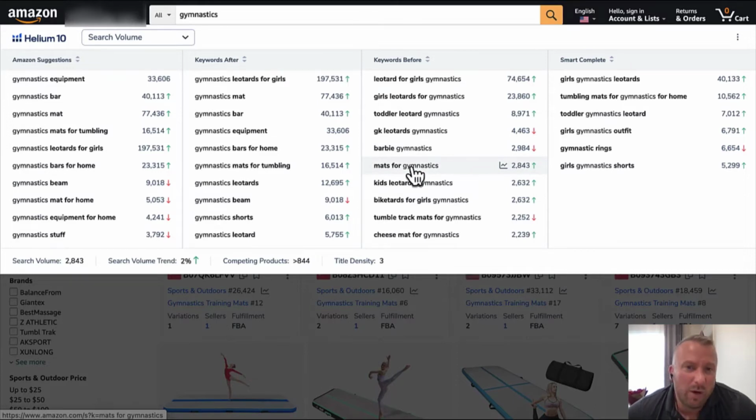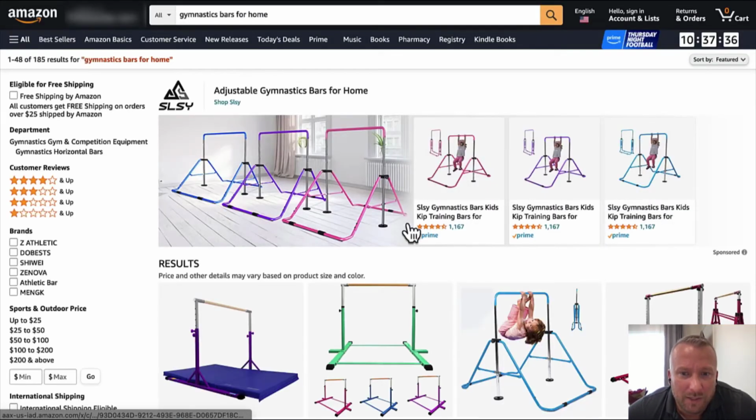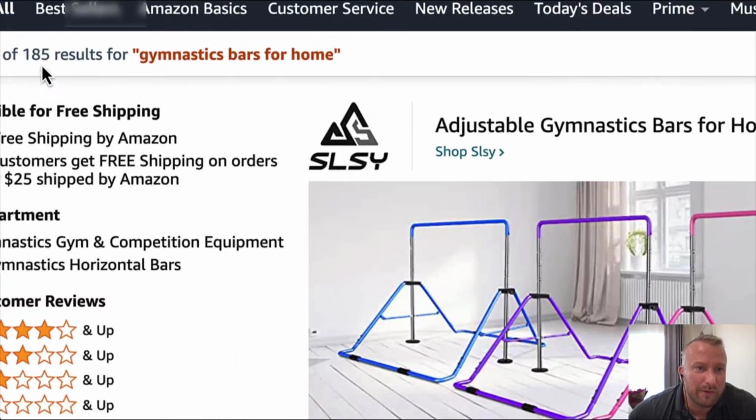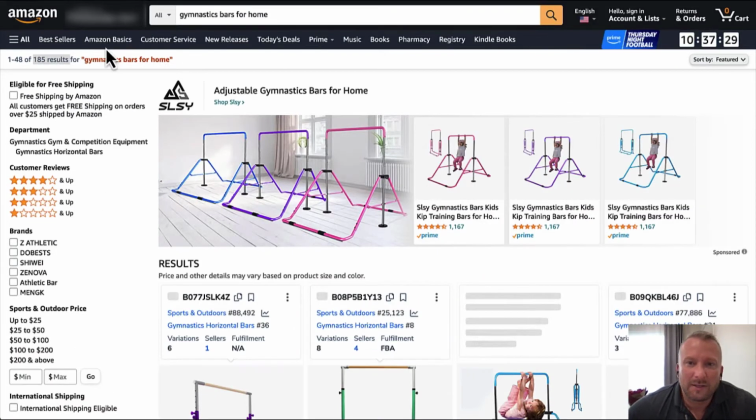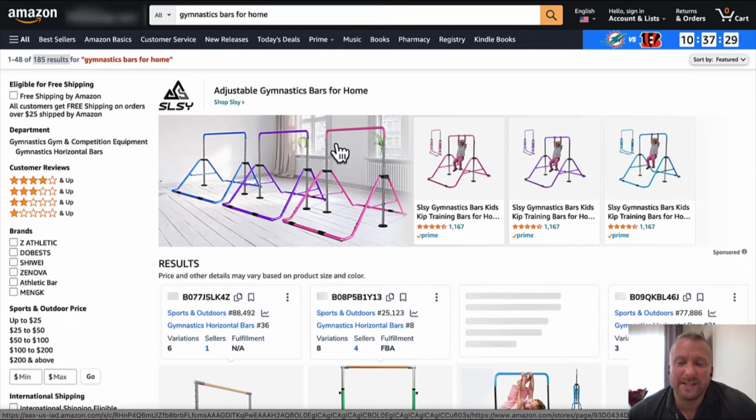And now, when you have found a keyword which might feel good for you, for example maybe this one, gymnastics bars for home, I can click it, right? And now what I can do is still validate: is it true? Even Amazon shows you only 180 results, right? And what's the next thing I'm going to do?